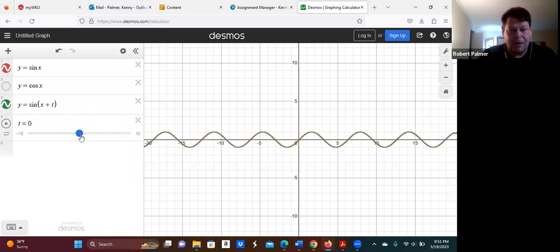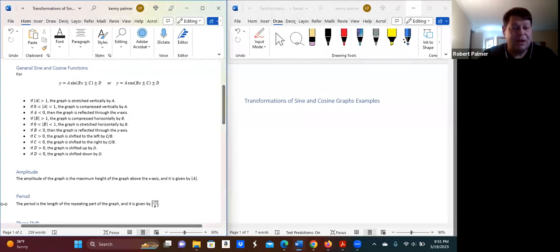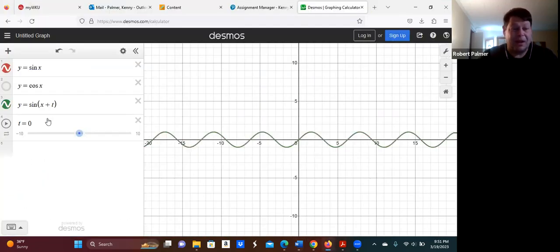Okay. Let's talk about the last kind of change, and this is D. So D can also be plus or minus. This is one of the simplest ones. If D is positive, this number here is positive, it just shifts the graph up. It doesn't change the shape, just shifts it up by D. If it's negative, it simply shifts it down by D. Let's look at that. This is one of the easiest ones to understand.